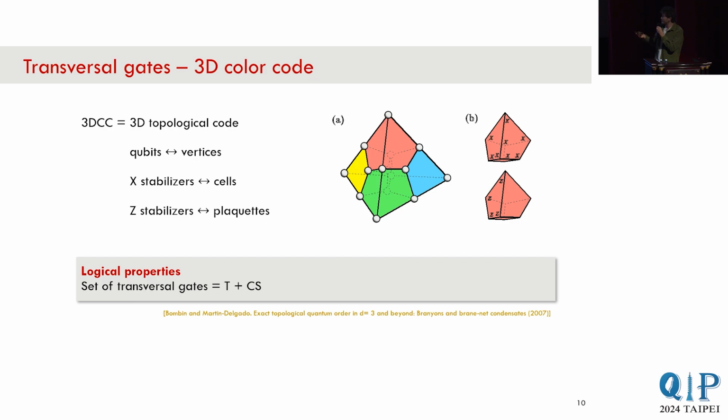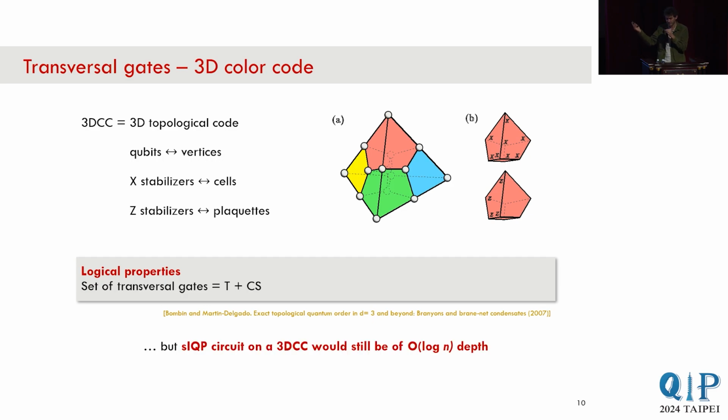But let me first explain very briefly what is the 3D color code, so that you understand a bit the figures. So essentially, a 3D color code is a 3D topological code, that is to say, a code that is defined on some 3D lattice, where you assign qubits to vertices, X stabilizers to cells, and Z stabilizers to plaquettes to define a CSS code. And if you add some additional constraints, you have a 3D color code, which has the interesting property that it has a set of transversal gates that includes the T gates and the CS gates. So essentially, that includes the sparse IQP gate set.